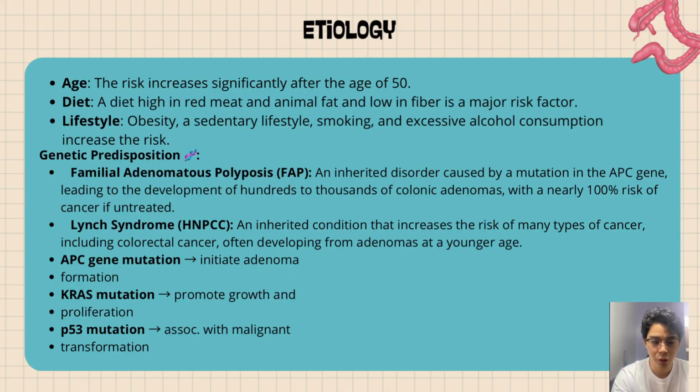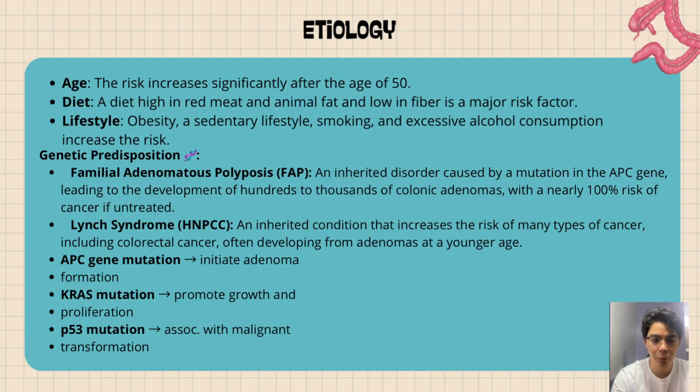Genetic predisposition. Familial adenomatous polyposis, known as FAP, is an inherited disorder resulting from a mutation in the APC gene, leading to thousands of colonic adenomas and a nearly 100% risk of cancer if not treated. Lynch syndrome, or HNPCC, is an inherited condition that elevates the risk of multiple cancers, including colorectal cancer.